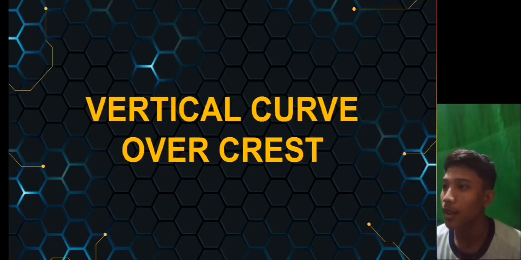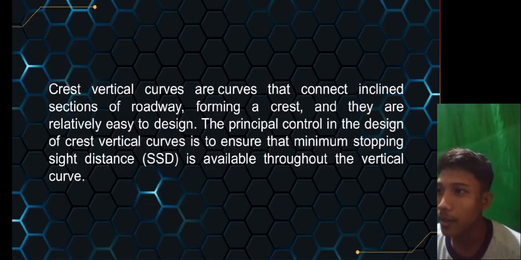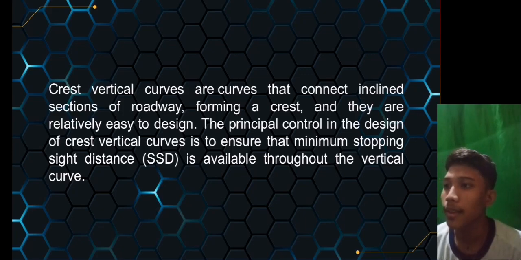Vertical curve over crest. Crest vertical curves are curves that connect inclined sections of roadway, forming a crest, and they are relatively easy to design. The principal control in the design of crest vertical curves is to ensure that minimum stopping sight distance, or SSD, is available throughout the vertical curve. All vertical curves should not be shorter than the established minimum over crest.